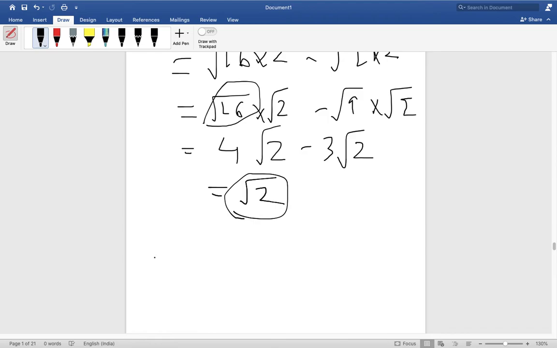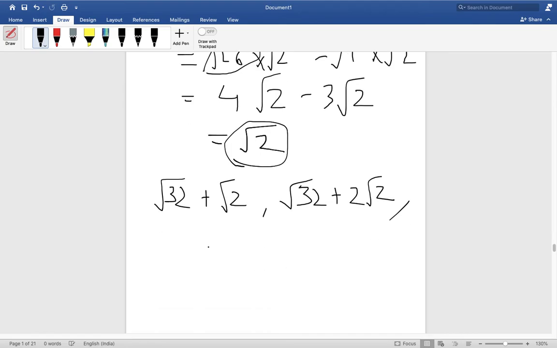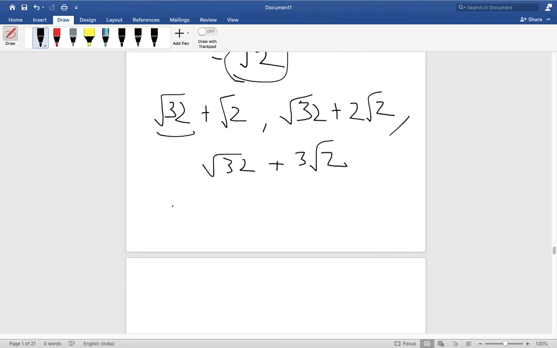So I had square root of 32. I will just add square root of 2 to it. Again, another square root of 2 must be added. Again, another square root of 2 must be added. So I will write it in the fashion in which it was presented to us. So square root of 32 is 4 root 2. 4 root 2 plus another root 2 is 5 root 2. This will be 6 root 2. This will be 7 root 2.